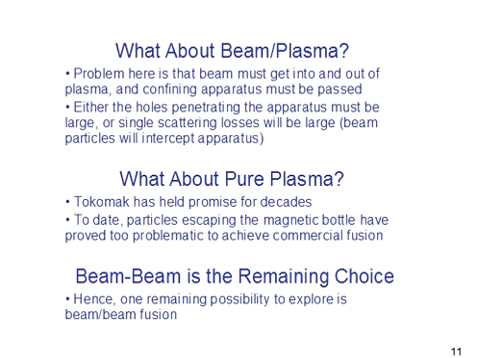But what about a beam plasma approach? The problem here is that the beam must get into and out of the plasma, and the confining apparatus of the plasma must be passed. Either the holes penetrating the apparatus must be large, which has problems with regard to the plasma confinement, or single scattering losses will be large in the beam, and the beam particles will be intercepting the apparatus.